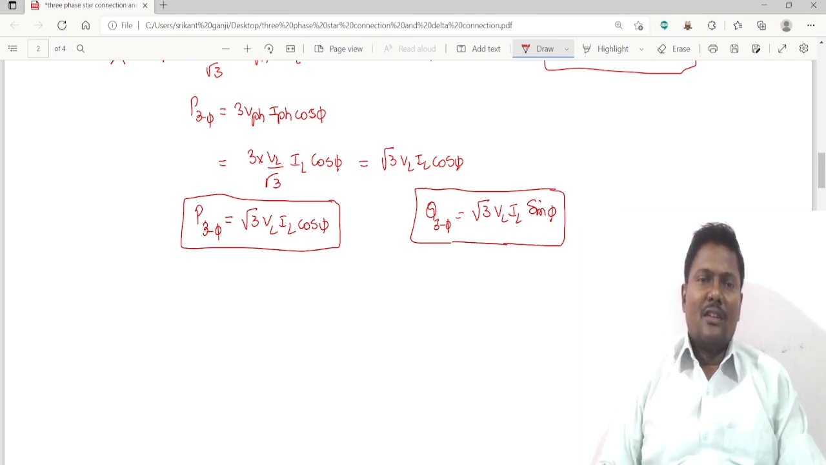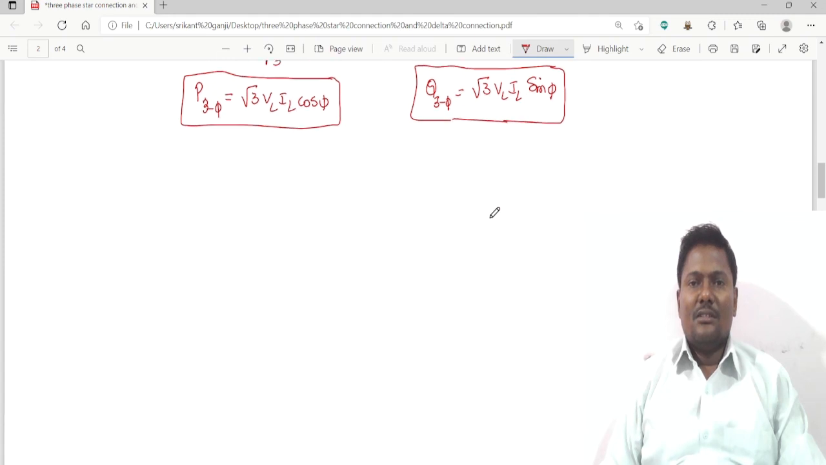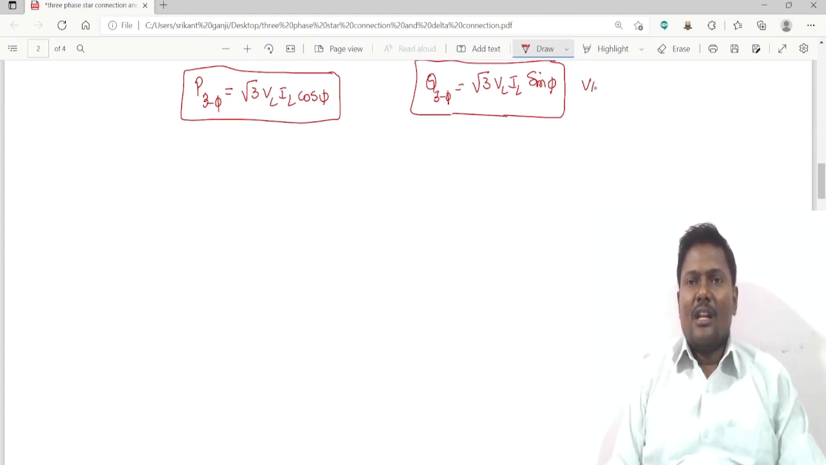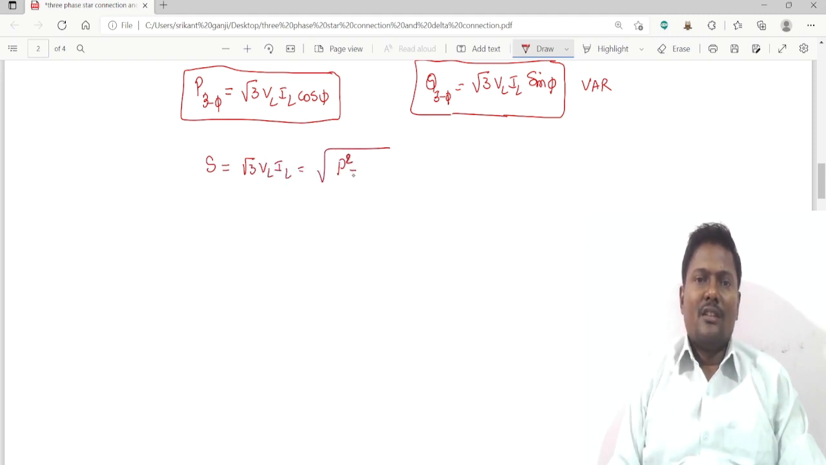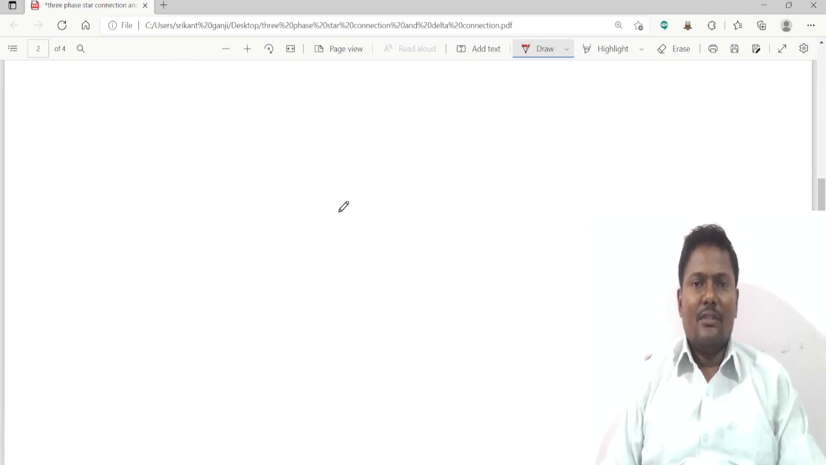Why? Because in a single phase it is V phase I phase sin phi, and for 3 phase it is 3 V phase I phase sin phi, and again you can substitute. The unit of reactive power is var, and S is equal to root 3 times VL into IL, that is the square root of P squared plus Q squared, with P in 3 phase and Q in 3 phase. The unit of complex power is volt ampere. The unit of active power is watts.